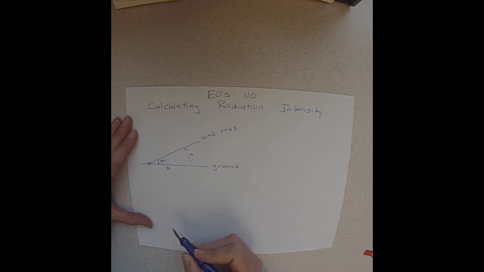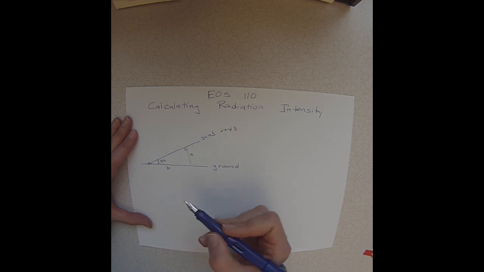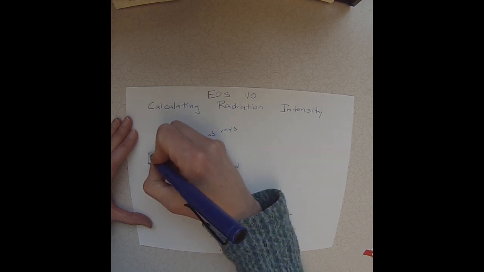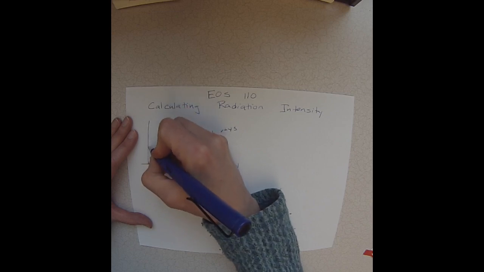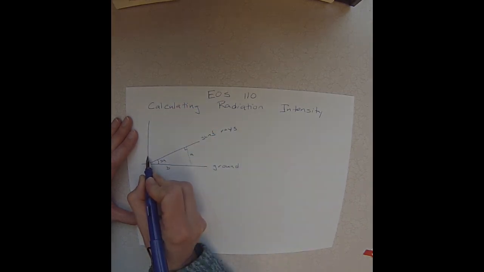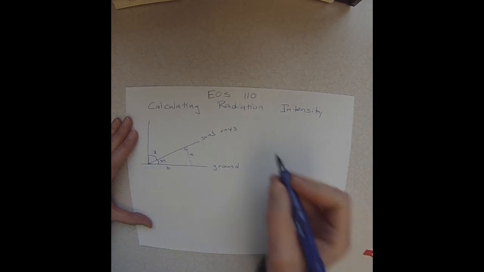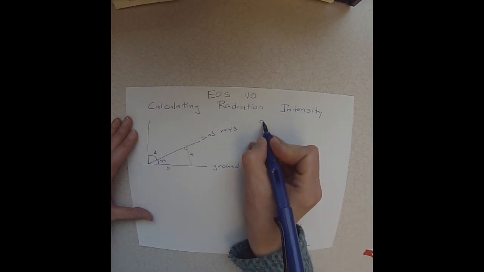And there's one more angle we need to think about. If I were to go out and plant a perpendicular pole here, going straight up, then this angle here is the zenith angle. Okay, so let's make a note of all those things.